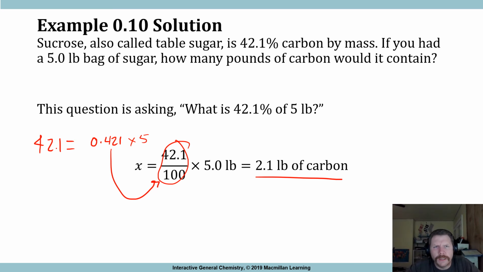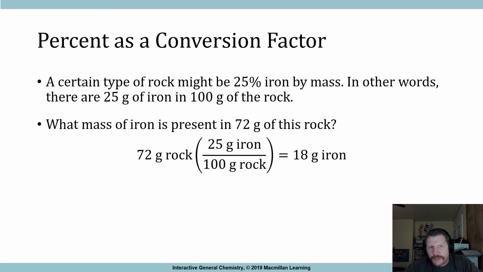Okay, so our last slide, percent as a conversion factor. A certain type of rock might be 25% iron by mass. In other words, there are 25 grams of iron in 100 grams of that rock. Okay, so what mass of iron is present in 72 grams of this rock? So you can think about that in terms of scaling. So if you have 100 grams of that rock, 25 grams is going to be iron.